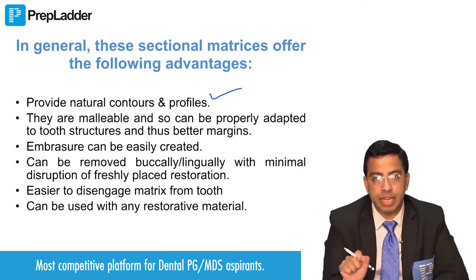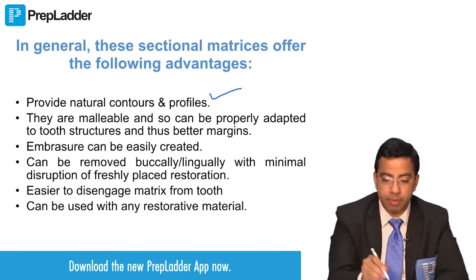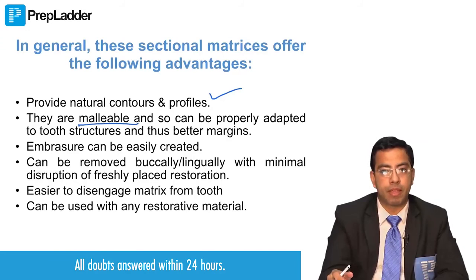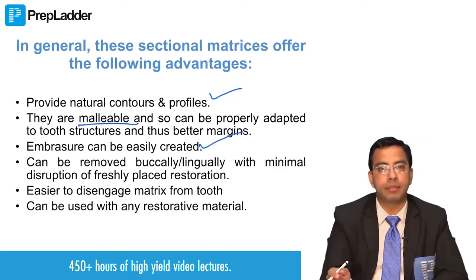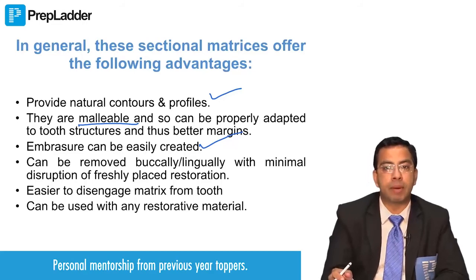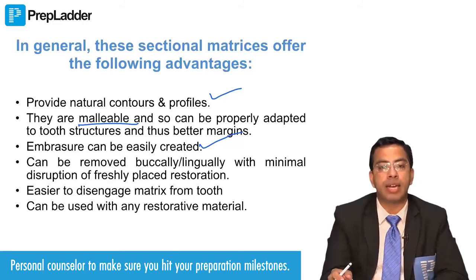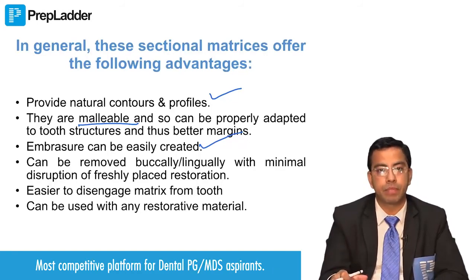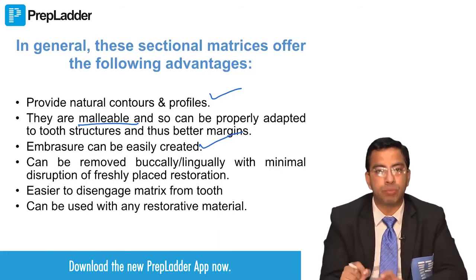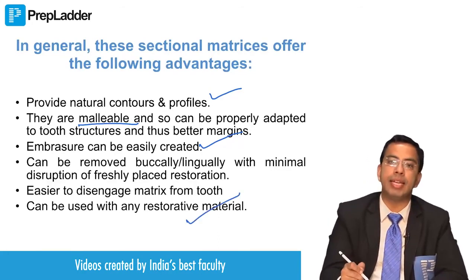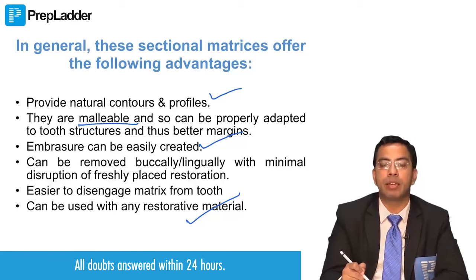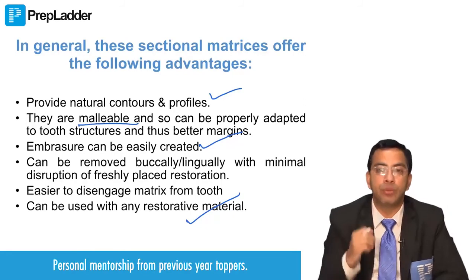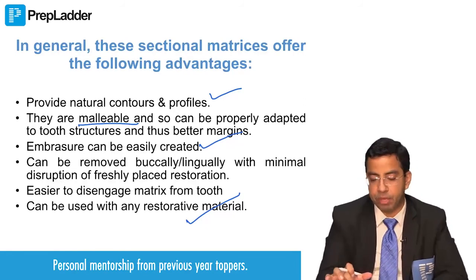The bands are very thin, mostly made up of nickel titanium, and are malleable, so they can be properly adapted to the tooth structure. Embrasures are better created. They can also be removed very easily from the buccal side to the lingual side without causing a large amount of disruption to the freshly placed restoration. They are easy to place and easy to remove, and they can be used with any kind of restorative material, and they do not have those long retainers attached to them, so they are also very user friendly and very comfortable to the patients.